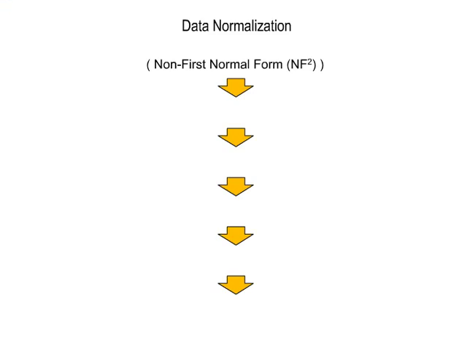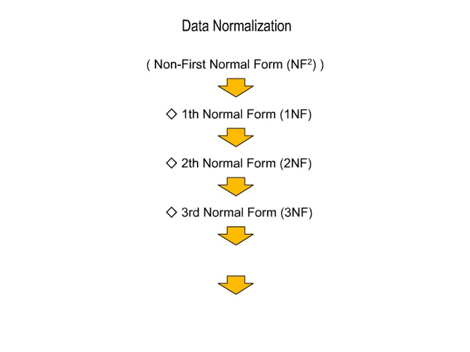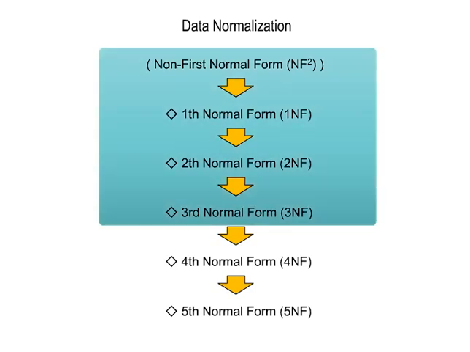In data normalization, there are 5 basic steps from the first normal form to the 5th normal form. More data redundancies are eliminated as you go higher up the steps. Let us look at the most generally used first normal form, second normal form, and third normal form in database design.